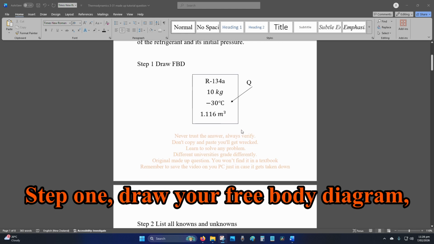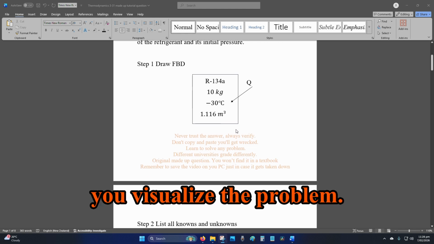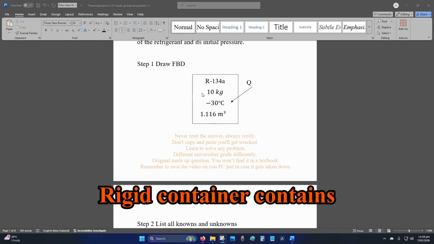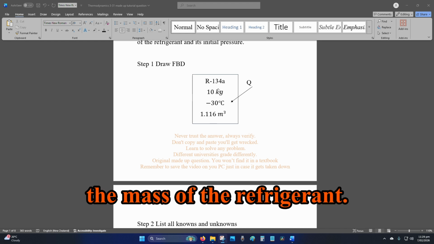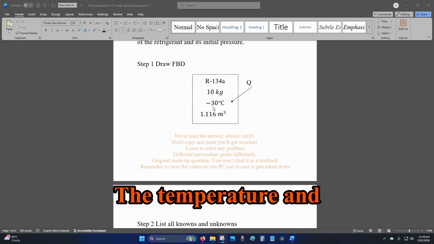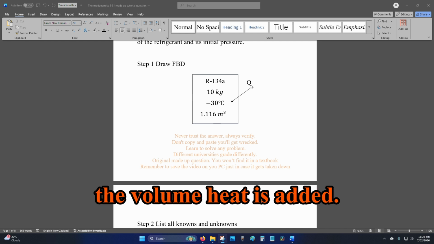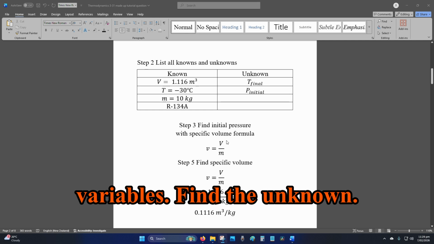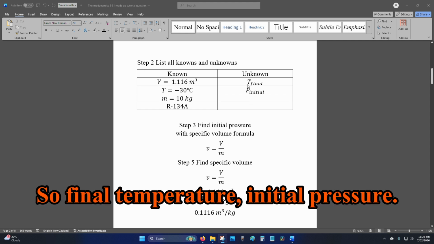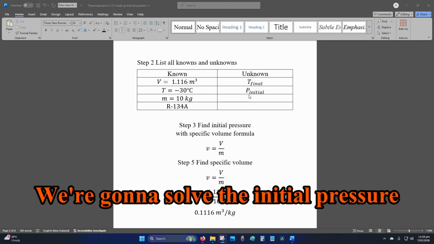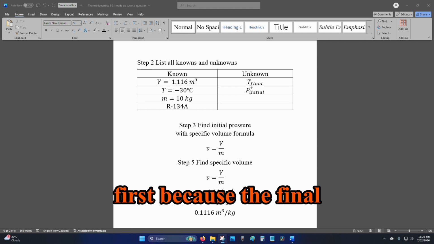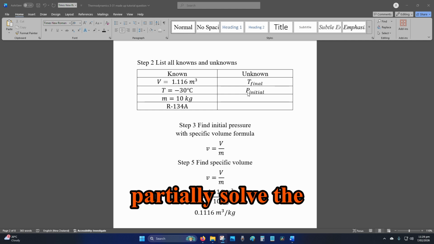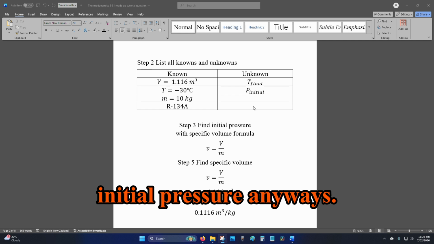Step 1, draw your free body diagram, your FBD. This will help you visualize the problem. The rigid container contains the mass of the refrigerant, the temperature, and the volume. Heat is added. Step 2, list all the given variables and find the unknowns: final temperature and initial pressure. We're going to solve the initial pressure first, because the final temperature requires you to partially solve the initial pressure anyways.